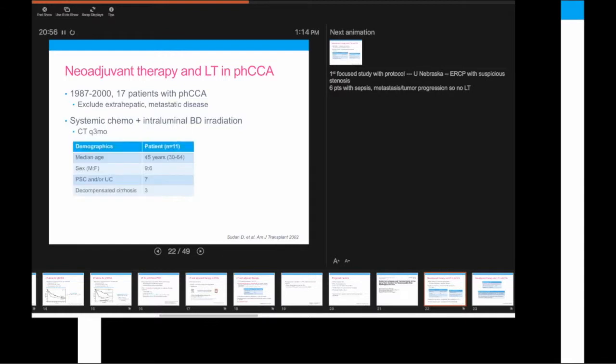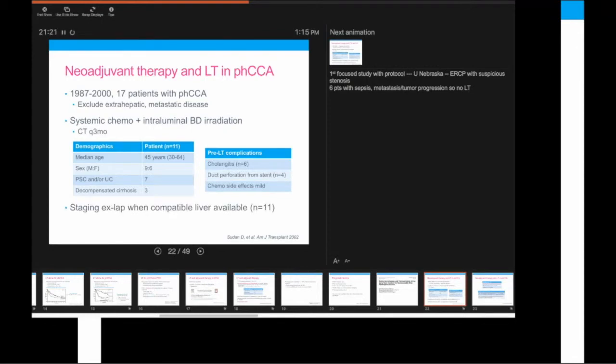And they found that of the 11 patients who underwent transplant, the median age was 45 years, predominantly male. 7 had PSC and/or UC, and only 3 of these patients had decompensated cirrhosis. The pre-transplant complications most commonly were cholangitis, followed by duct perforation from stent, but they did find that most patients were able to tolerate the chemo side effects. All of these patients underwent XLAP for staging when a compatible liver was available, and following transplant, they received cyclosporin and steroids.